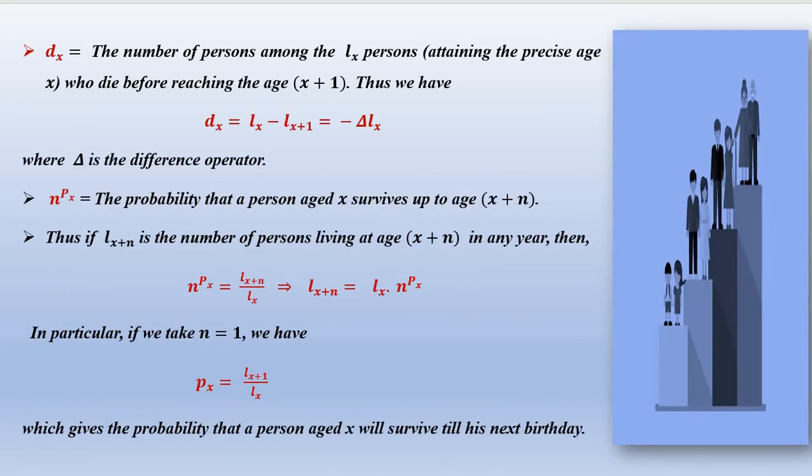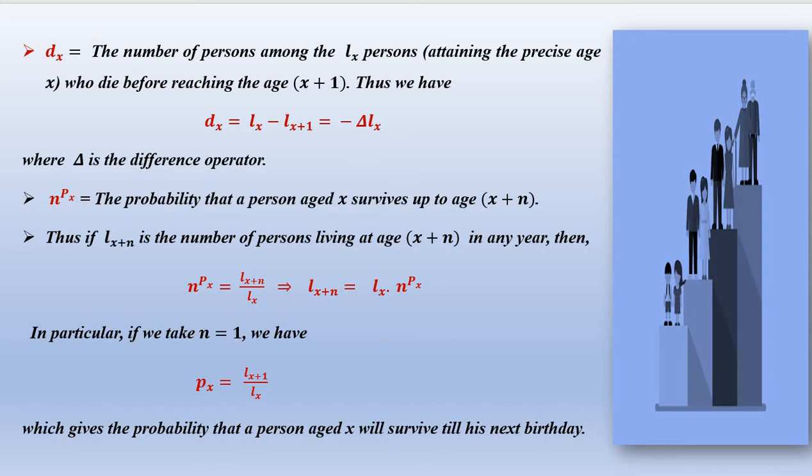dx, the number of persons among the lx persons attaining the precise age x who die before reaching the age x plus 1. Thus we have dx is equal to lx minus lx plus 1. This is equal to minus delta lx, where delta is the difference operator.